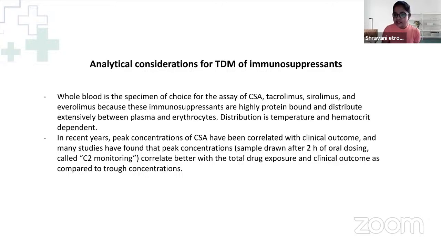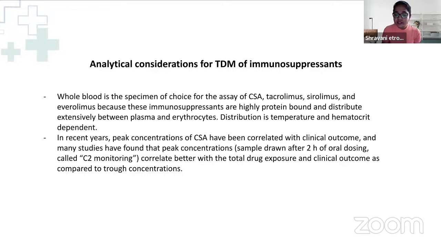In recent years, the peak concentration of CSA, which means cyclosporin A, has been correlated with clinical outcome, and many studies have found that peak concentrations should be measured from a sample drawn 2 hours after oral dosing. So if I have taken the medication at 12 p.m., then the sample should be taken after oral dosing at 2 o'clock. This is called C2 monitoring.